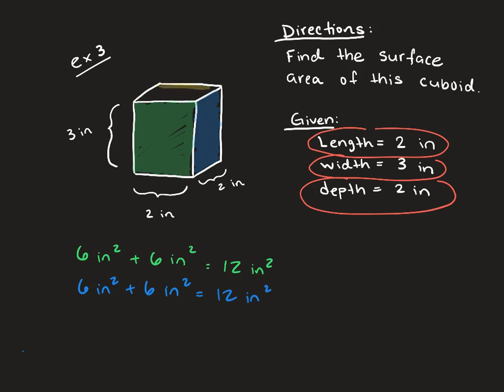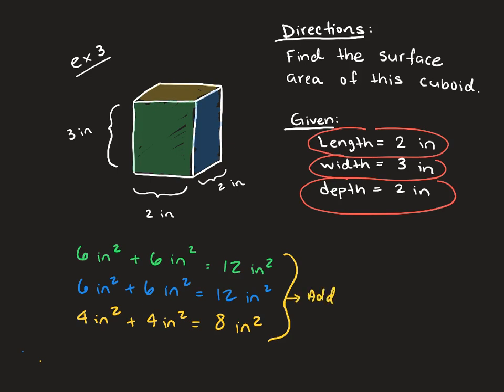And now, let's finish this up. The top face. Now that one is interesting. It's going to be 2 and 2, if I calculated that correctly. And that's going to be 4 square inches. And that's going to be plus the bottom face, which is 4 square inches, equaling 8 square inches.